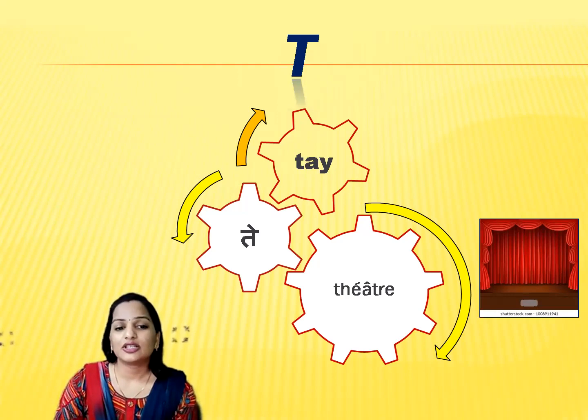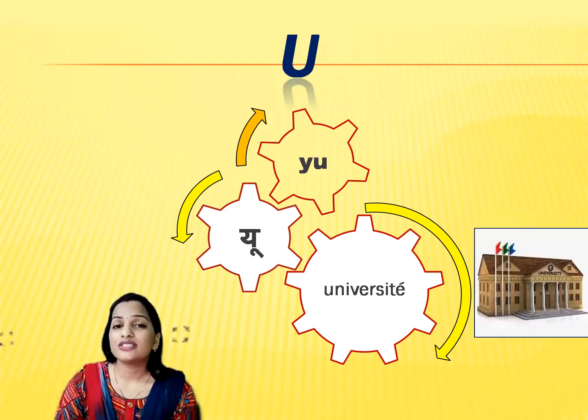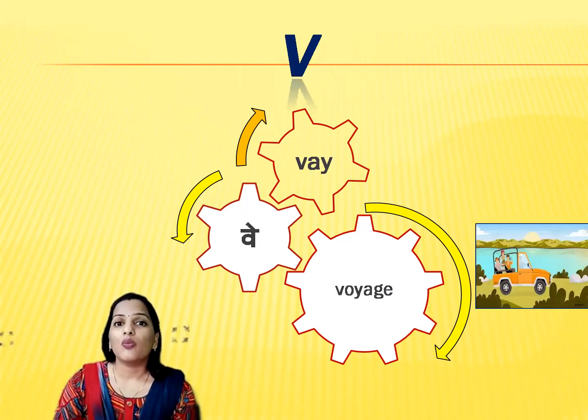The next letter is U. How is it pronounced in French? It is U. What is it? U. You have to put more stress on the letter U. It is U. Okay. And one example is université. Not university, university is an English word. In French, it is pronounced as université. Okay. Université. Très bien.